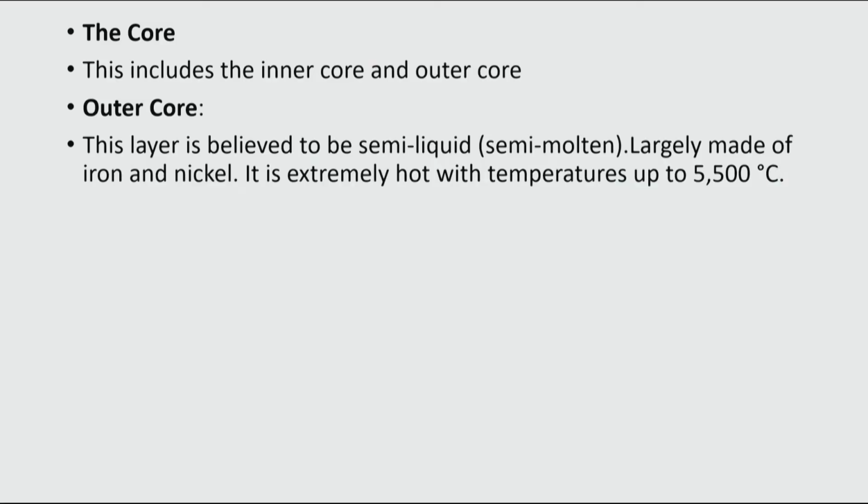That we've come to know about the mantle and the crust, that is their state of matter, as well as the temperature. Let's focus on the core. In this case, we will look at both the inner core and the outer core. So let's start with the outer core. This layer is semi-liquid or semi-molten, just like the mantle. And it is made up of iron and nickel.